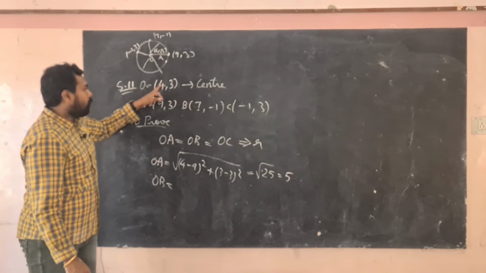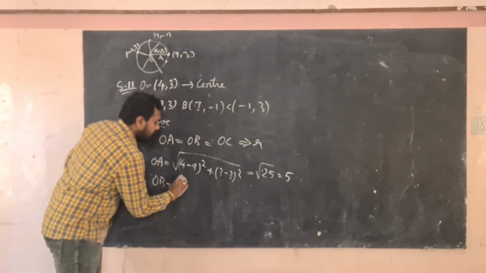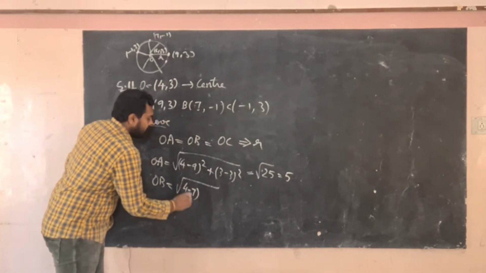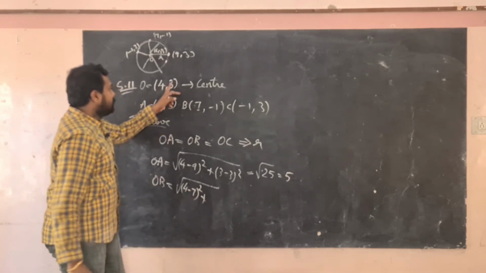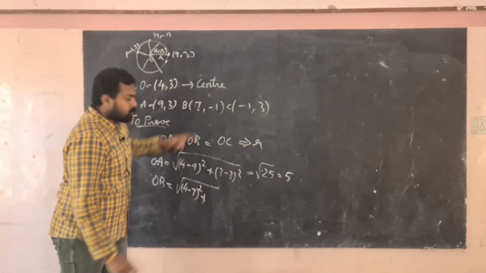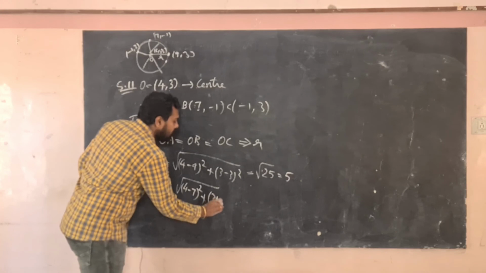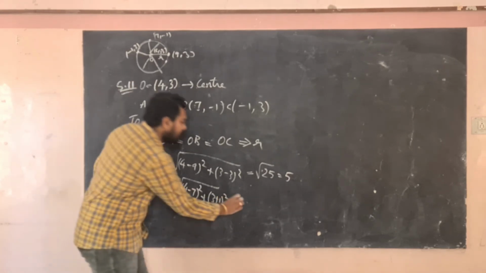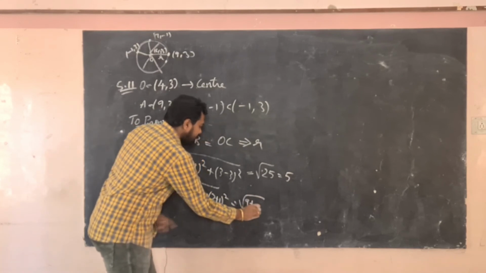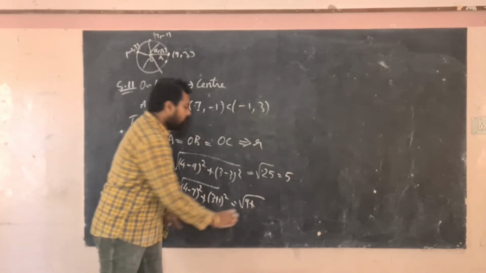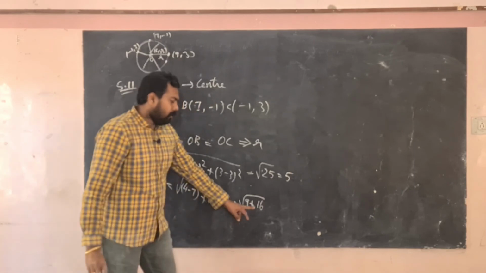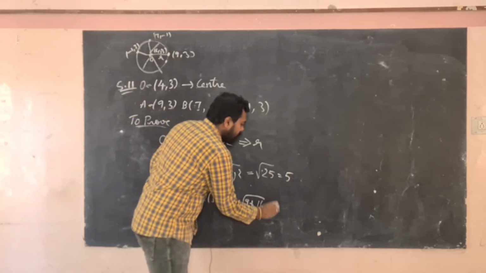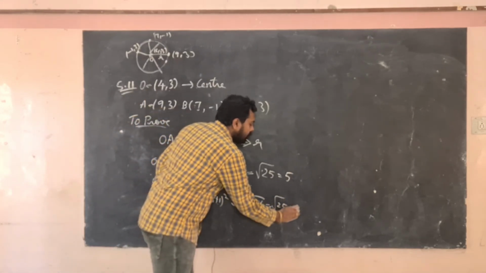OB: (4 minus 7) the whole square plus (3 minus of -1), so (3 plus 1) the whole square. What is 4 minus 7? It is -3. -3 square is 9, plus 3 plus 1 is 4. 4 square is 16. 9 plus 16 is again 25, which is nothing but 5.